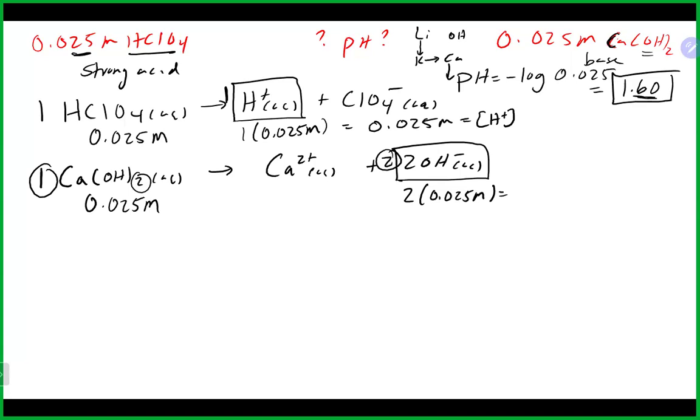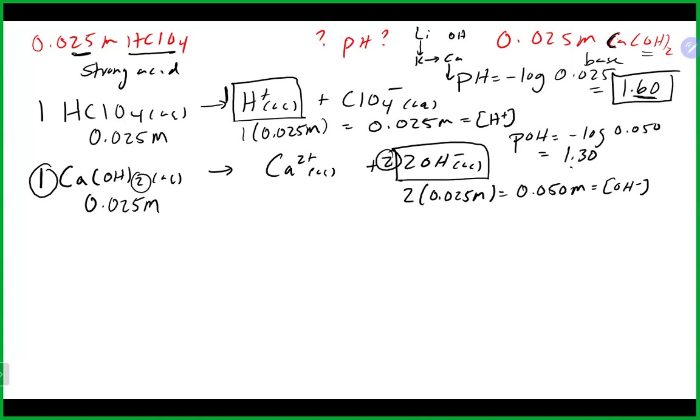And that would be 2 times 0.025, which gives us 0.05 molar. That gives us the hydroxide concentration, not the H plus concentration. That's important because it is going to allow us to calculate first the pOH. So the pOH is the negative log of 0.05. That's going to give us a pOH of, call it, 1.30.